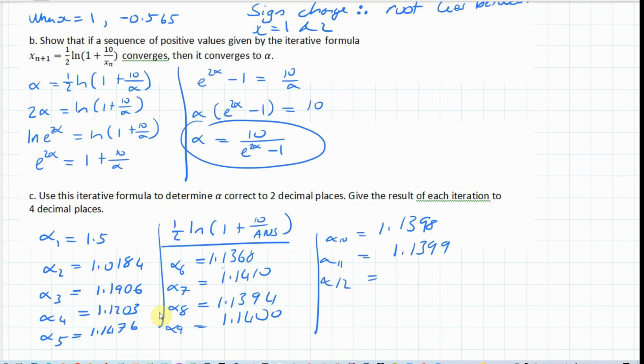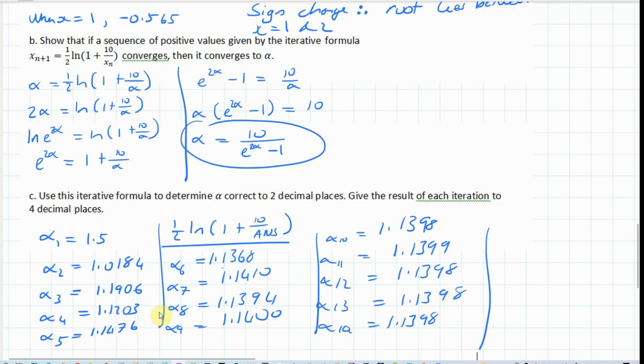Alpha 12 equals 1.1398. Alpha 13 equals 1.1398. Alpha 14 equals 1.1398. Okay, so I can now give my result to 2 decimal places. Alpha equals 1.14 to 2 dp.